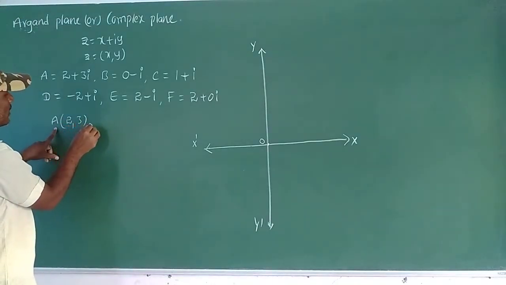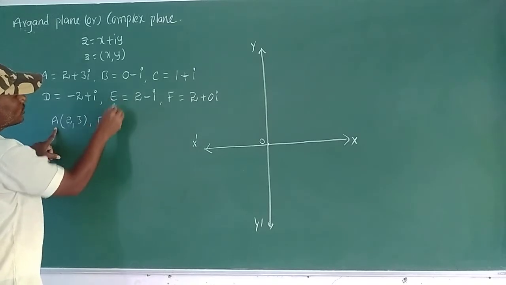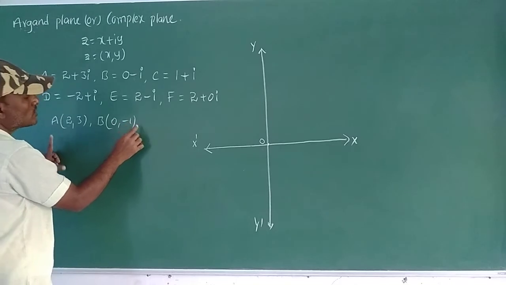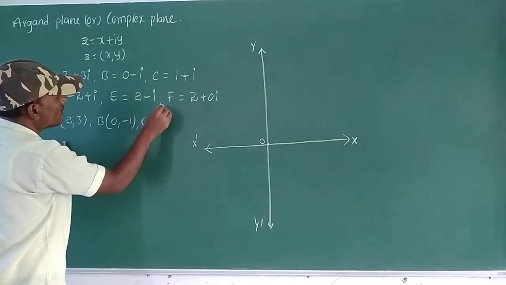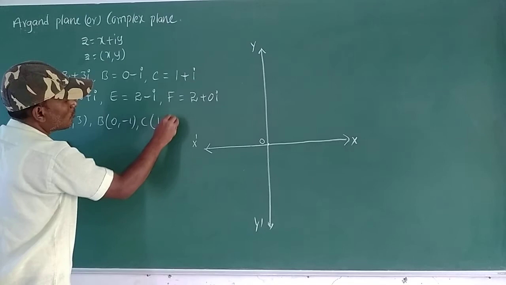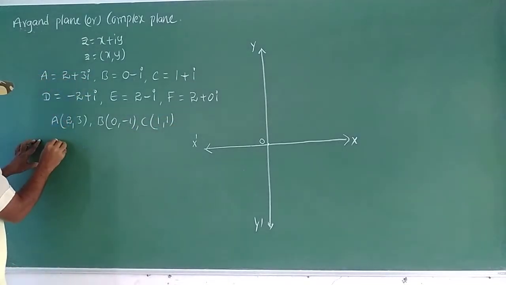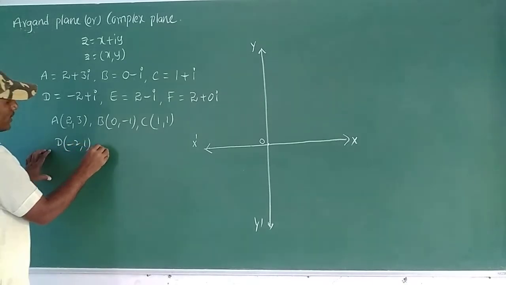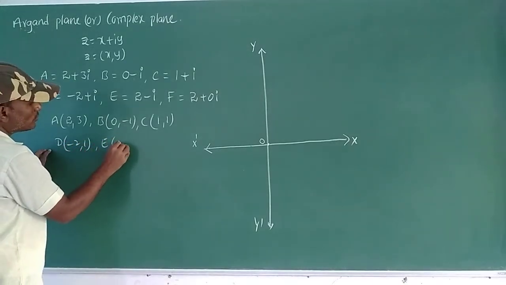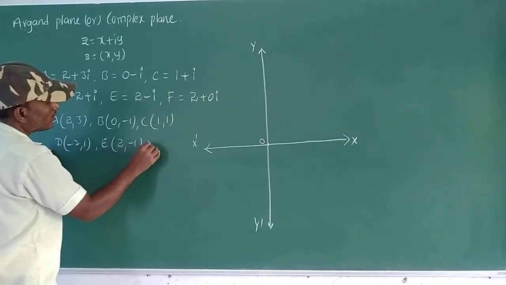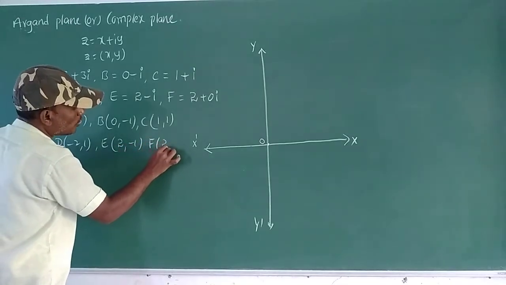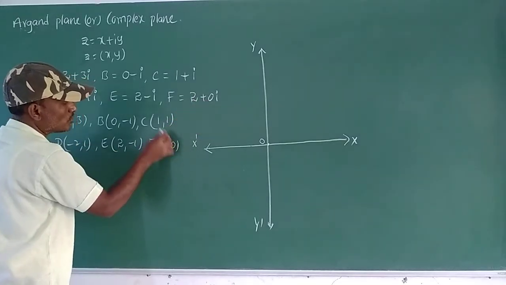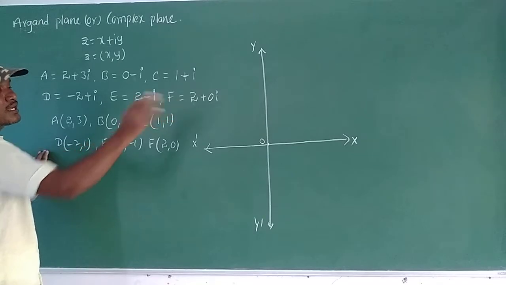A is (2, 3). Next, B is (0, minus 1), the i coefficient being minus 1. Next, C is (1, 1). Next, D is (minus 2, 1). Next, E is the point (2, minus 1). Next, F is the point (2, 0), where the real part is 2 and the imaginary part is 0. These values are represented in the XY plane.